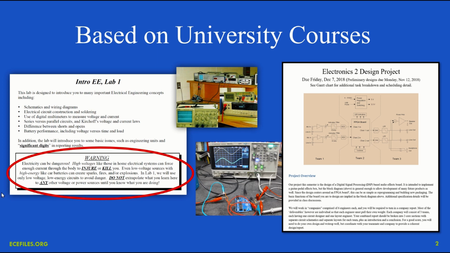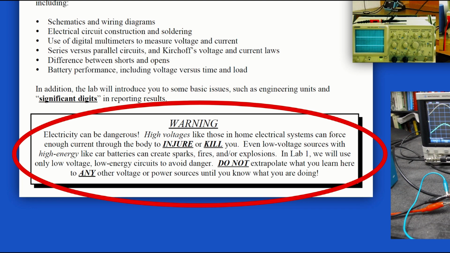But before we get started, some words of caution that we give in our electrical engineering laboratories. As we all know, electricity can be dangerous. I really don't need to say this, but I'm going to say it anyway. High voltages, like those in electric systems, can force enough current through you, we'll talk about what current is today, that can injure or kill you. So we know this. Even low voltage sources, however, can have high energy, like in car batteries. So you got to be careful there as well. And we warn students, and I warn you, not to extrapolate beyond what we're doing here until you know what you're doing. So let's get on with it.